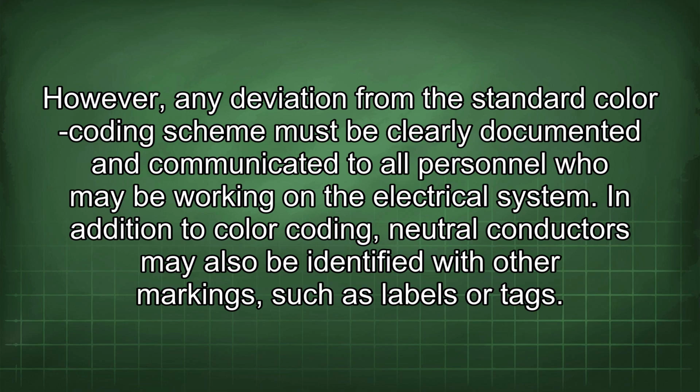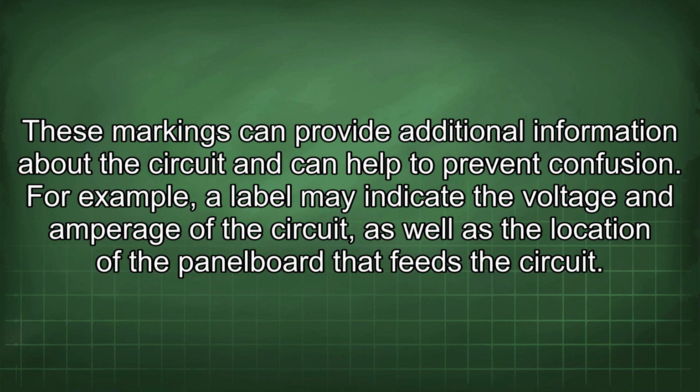In addition to color coding, neutral conductors may also be identified with other markings, such as labels or tags. These markings can provide additional information about the circuit and can help to prevent confusion. For example, a label may indicate the voltage and amperage of the circuit, as well as the location of the panel board that feeds the circuit.